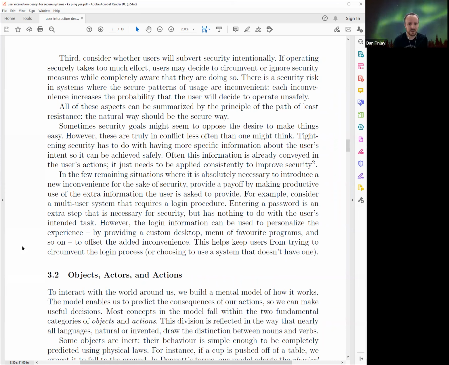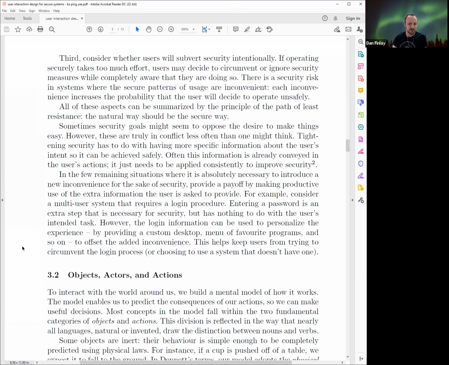All right. All of these aspects, sometimes security goals might seem to oppose the desire to make things easy. However, these are truly in conflict less often than one might think. Tightening security has to do with having more specific information about the user's intent so it can be achieved safely.